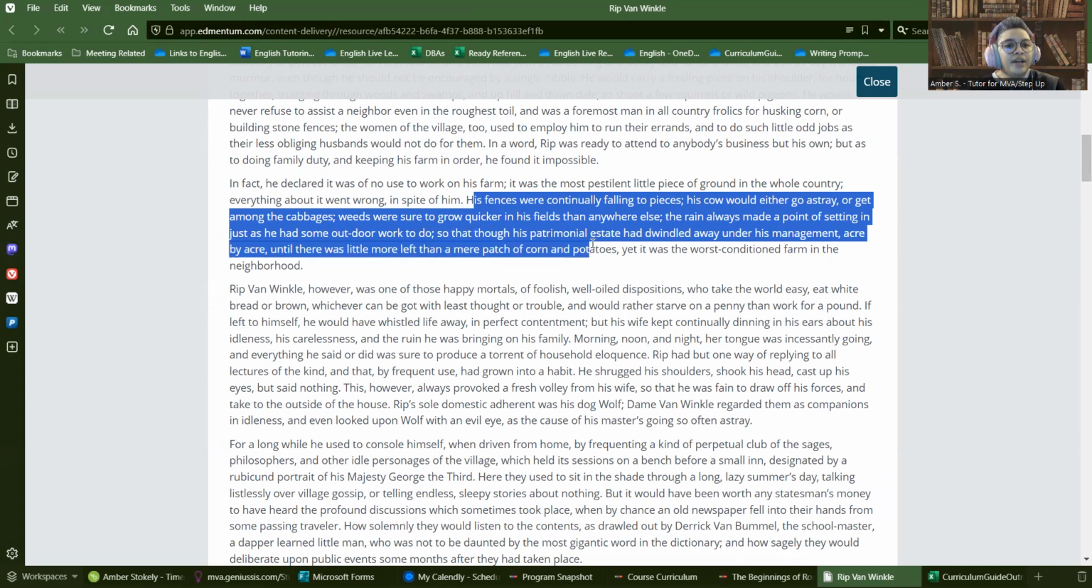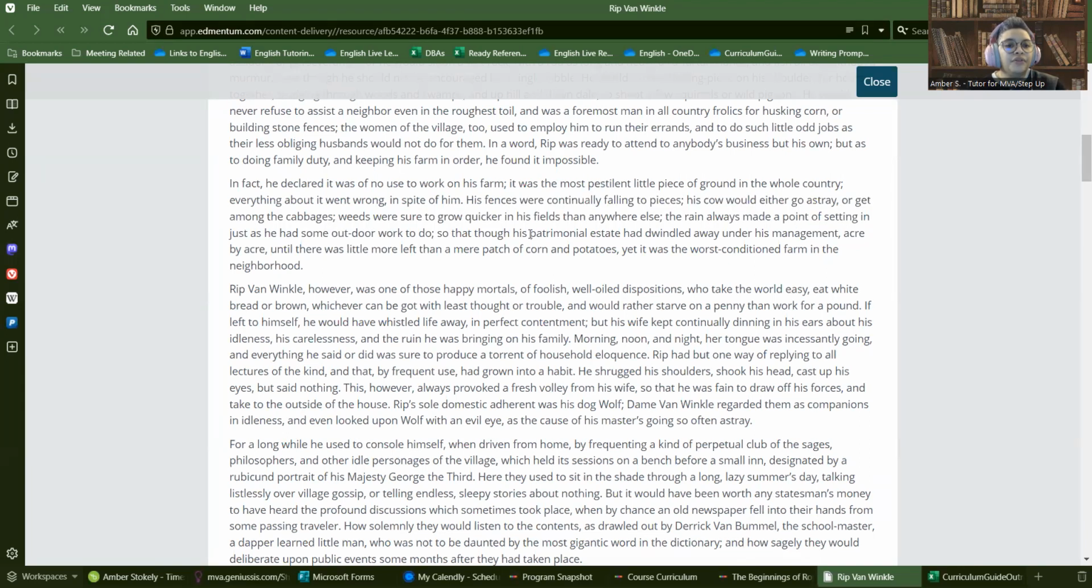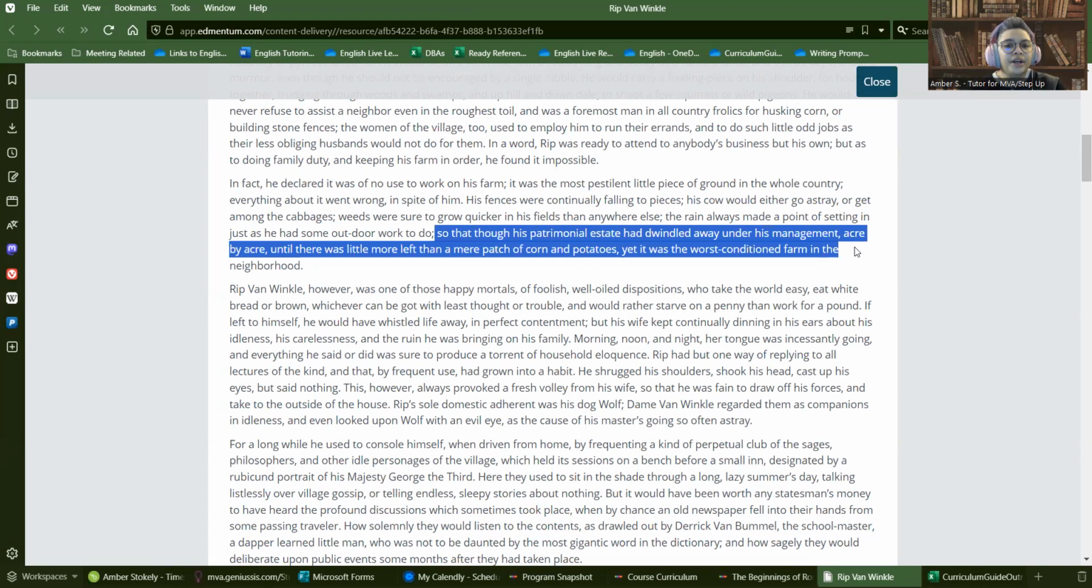So that though his patrimonial estate, patrimonial means passed down from your father or belonging to the father of a group. So though his patrimonial estate had dwindled away under his management, acre by acre, until there was little more left than a mere patch of corn and potatoes, yet it was the worst conditioned farm in the neighborhood.